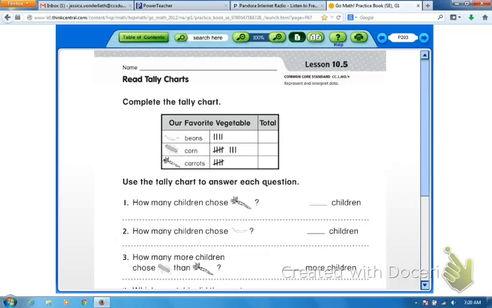So our tally charts will always have the things that we're comparing. So we're comparing beans, corn, and carrots. The next part we'll put in a tally, and then we have to be able to total it on the side. So those tally marks will help us to get numbers to fill in, and then we can compare those numbers. So they need to be able to fill in that chart, and then once they've filled in the chart, they can answer those questions for number 1, 2, 3, and 4.